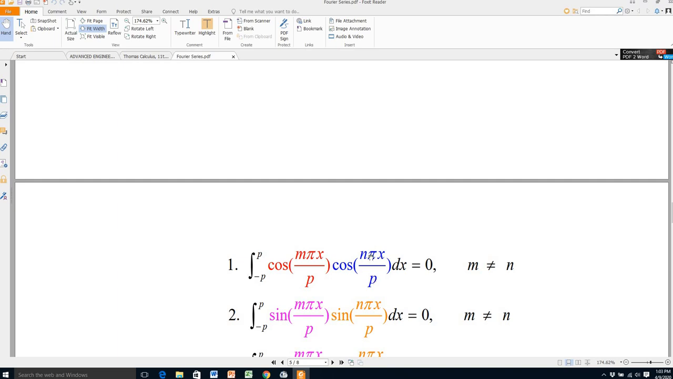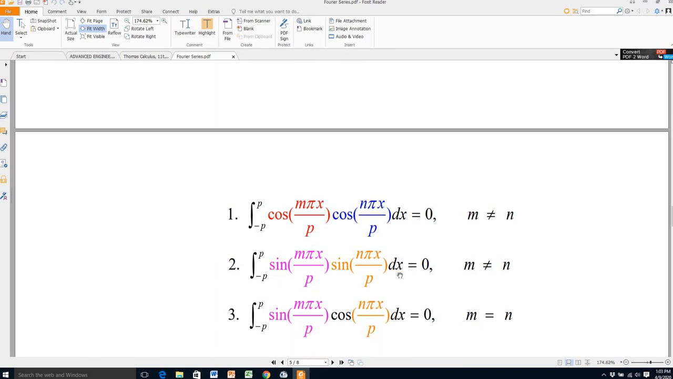Cos 0 is equal to 1, and the remaining function is cos(m pi x over p). When you integrate this function over this periodic interval, its value becomes 0. In the same way with the sine function, if m and n are not equal, if you integrate their product over a periodic interval, its value is also equal to 0.